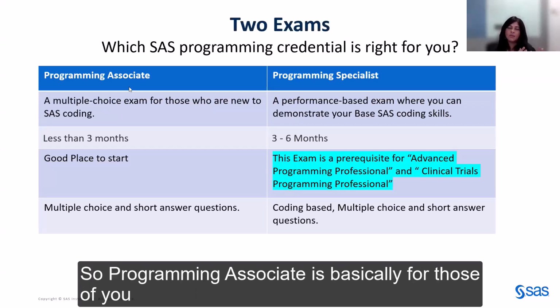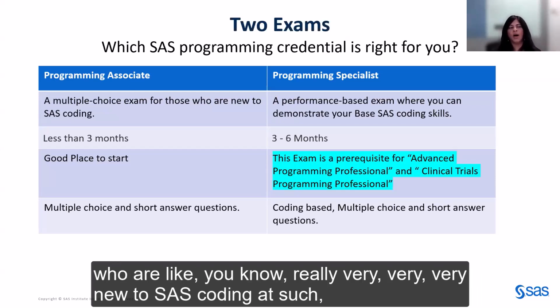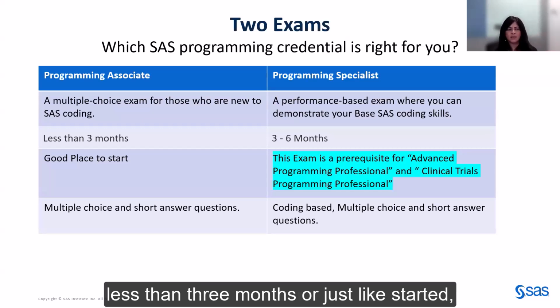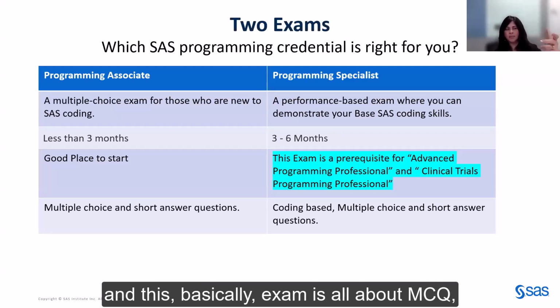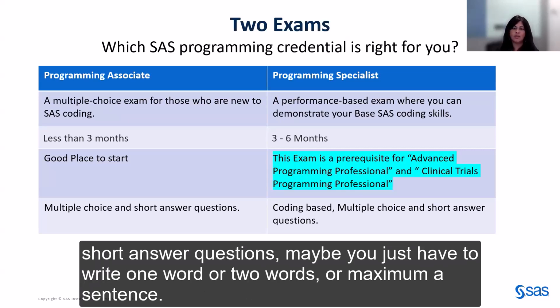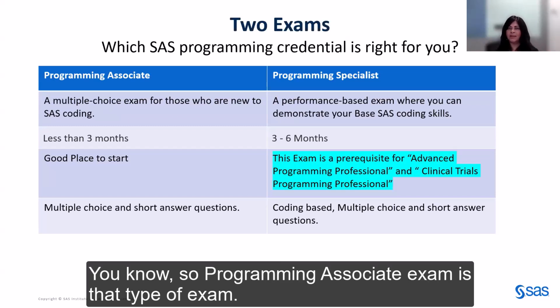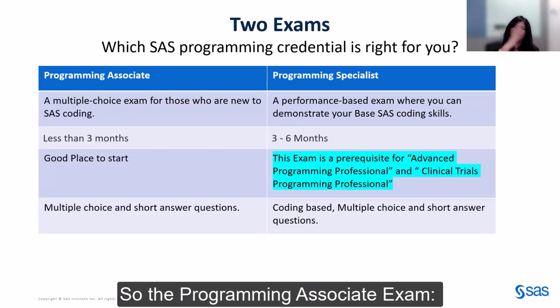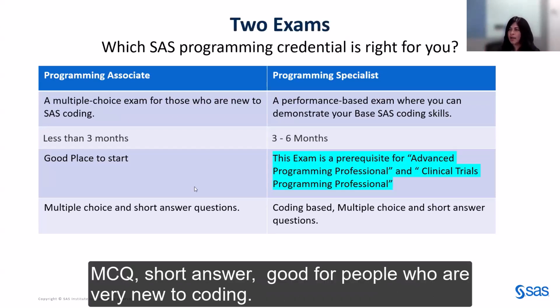So Programming Associate is basically for those of you who are really very new to SAS coding as such. Less than 3 months, you just started. And this exam is all about MCQ. So what you expect in this exam is multiple choice questions and short answer questions. Maybe you just have to write 1 word or 2 words or maximum a sentence. So the Programming Associate exam, MCQ, short answer, good for people who are very new to coding.